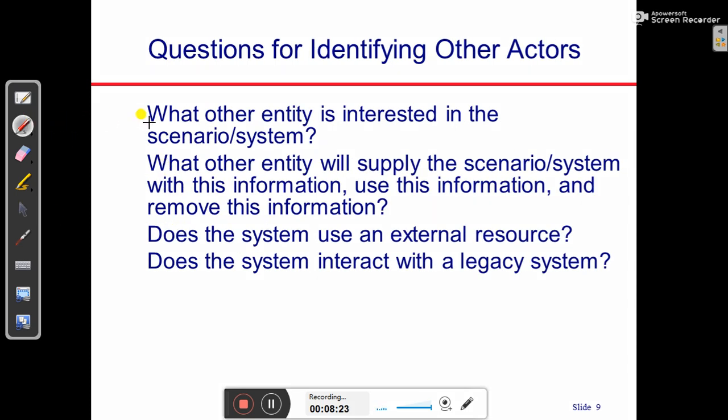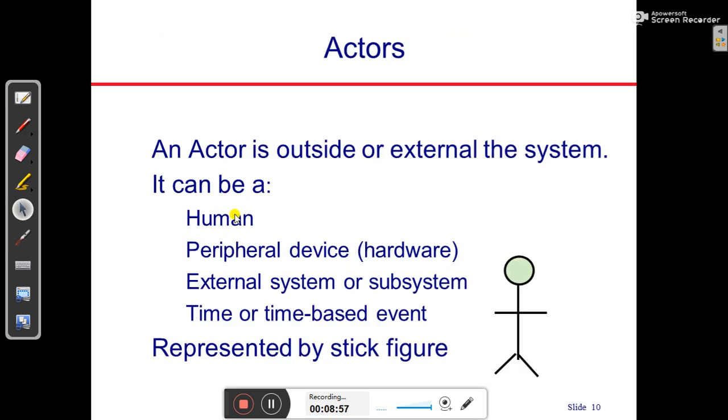Again, a few more questions. What other entity is interested in the scenario or system? What other entity will supply the scenario or the system with information, or use this information and remove this information? Does the system use an external resource? Does the system interact with a legacy system? So there are various questions that you can ask to identify the actors, very important in the case of a use case diagram.